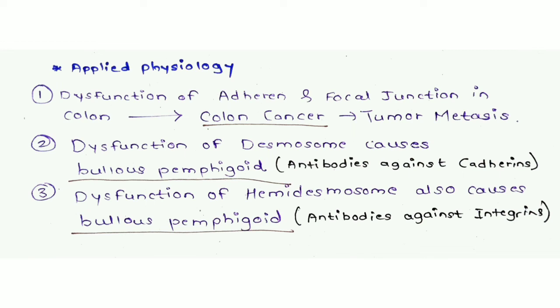Second, the dysfunctioning of desmosome causes bullous pemphigoid, that is an autoimmune disease and that creates antibodies against cadherins. The third, dysfunctions of hemidesmosomes also cause bullous pemphigoid. In this disease, antibodies against integrins can be seen.